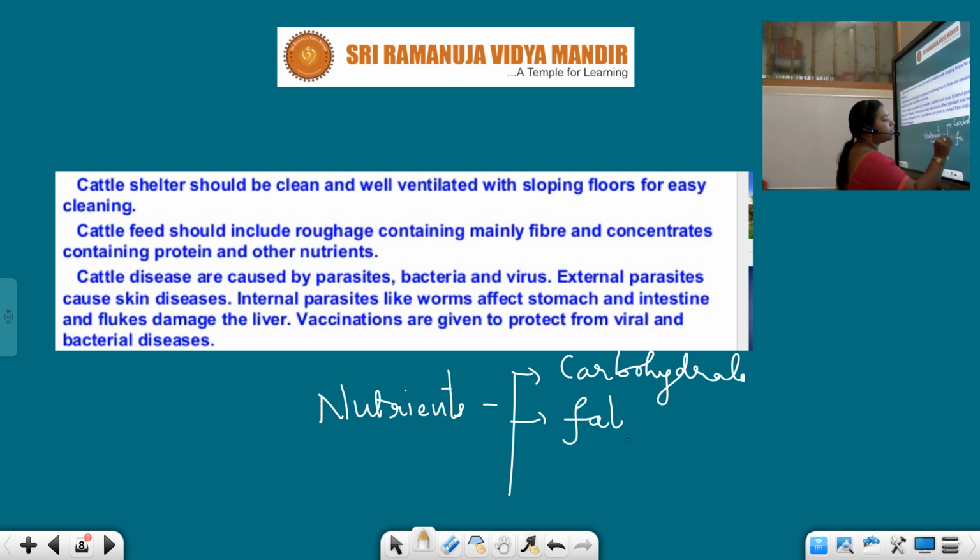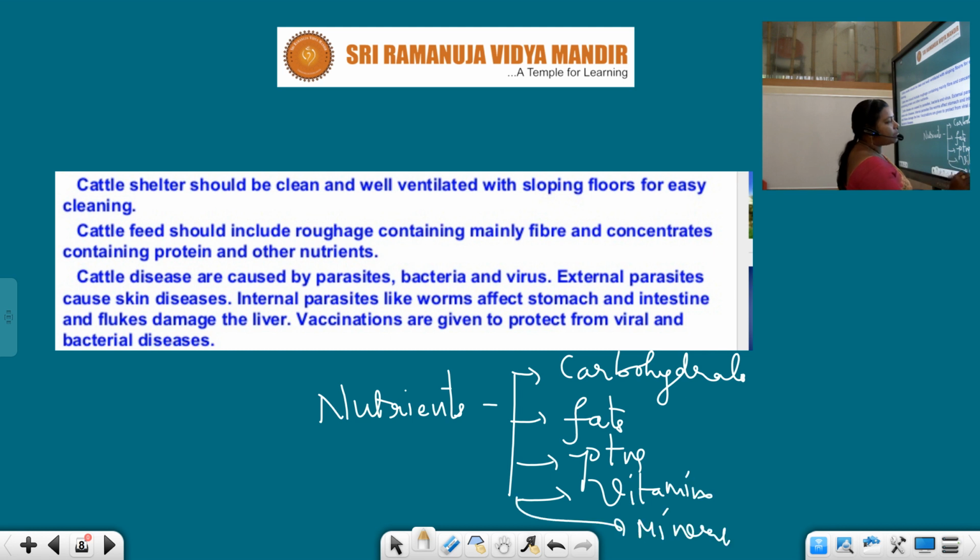fats, proteins, vitamins, and the last one is minerals. All these are essential for the well-being of every living creature. So we need to provide good food for the cattle, right? Fodder.